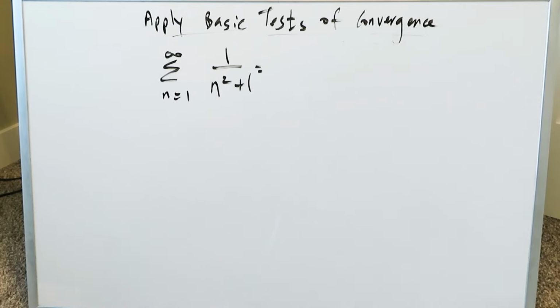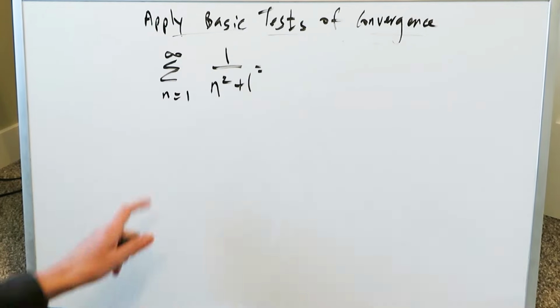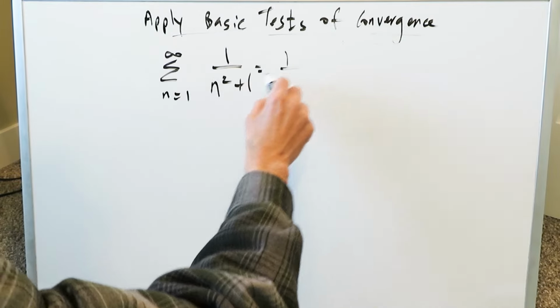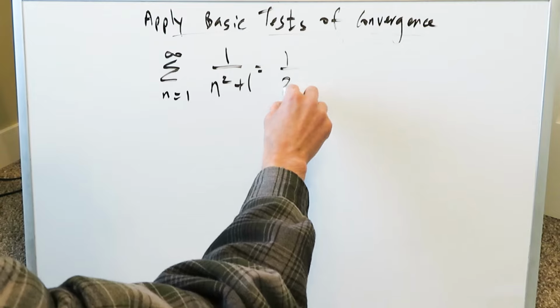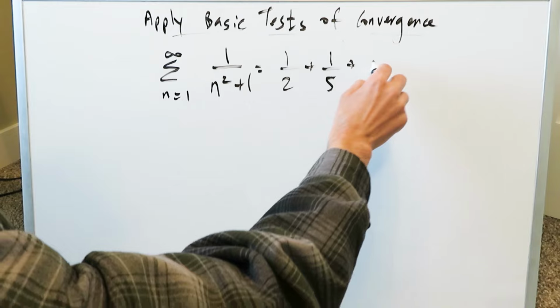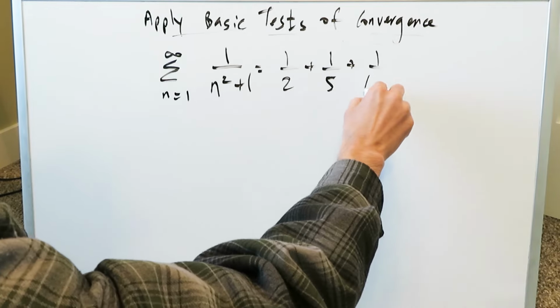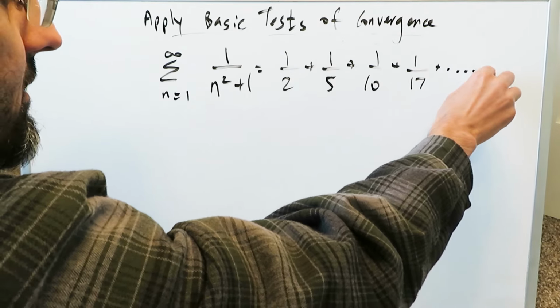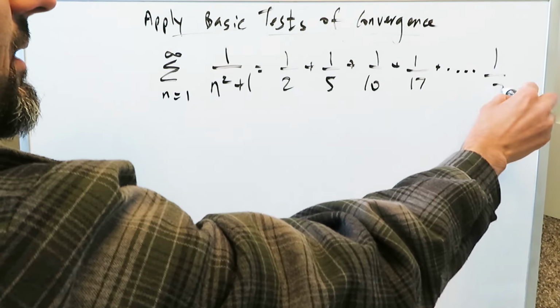Let's look at this as our last question. We have 1 divided by n squared plus 1, n equals 1 up to infinity. If you were to expand this out in terms of a series, you're looking at 1 over 1 plus 1, which is 2. Then you'd have 1 over 4 plus 1, which is 5. Then 1 over 9 plus 1, which is 10, and then 1 over 16 plus 1, which is 17, and then onwards. And you would eventually come down here to infinity.